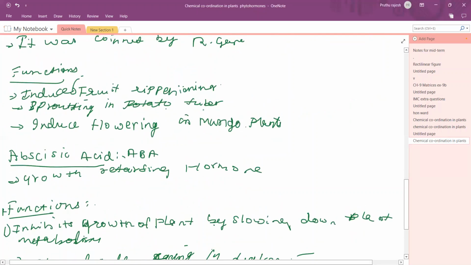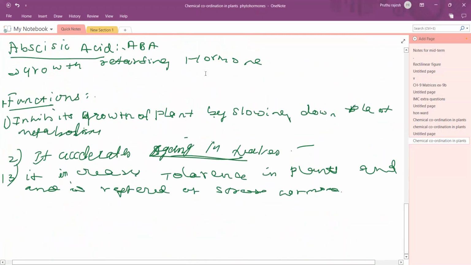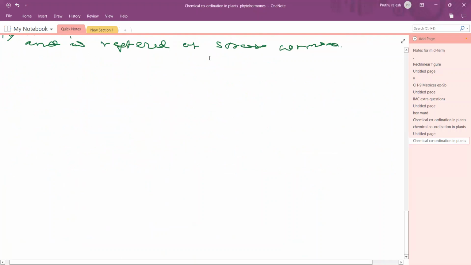Abscisic acid is also referred to as the growth retarding hormone. Let's learn some functions of abscisic acid. It inhibits growth of plant by slowing down the plant's rate of metabolism. It accelerates aging in leaves. It increases tolerance in plants and is referred to as the stress hormone. Now let's solve our textbook questions and answers.